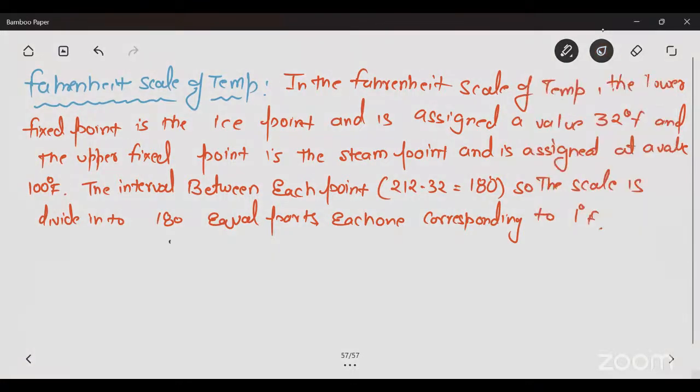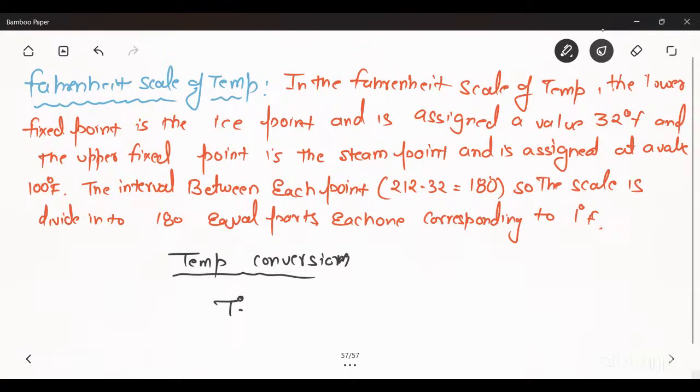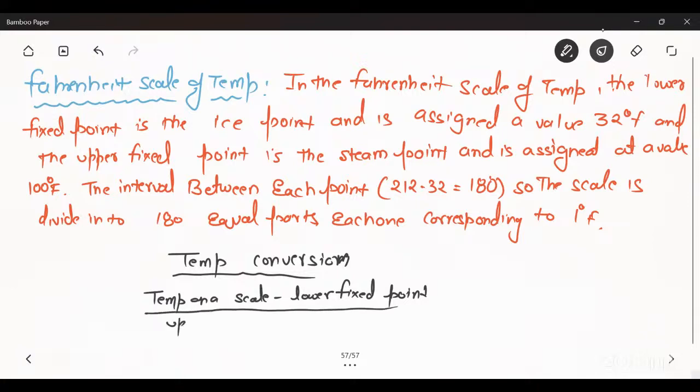Now see the temperature conversion. We know the formula of temperature conversion: when one scale is converted into another scale, the formula for that conversion is (temperature on a scale minus lower fixed point) upon (upper fixed point minus lower fixed point on that scale), which is equal to the same ratio for the temperature on another scale.